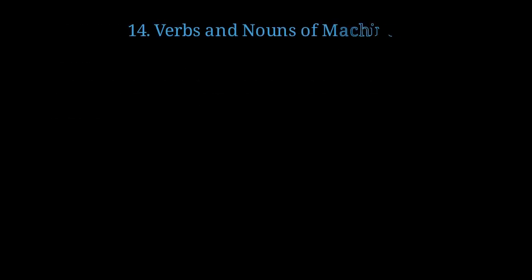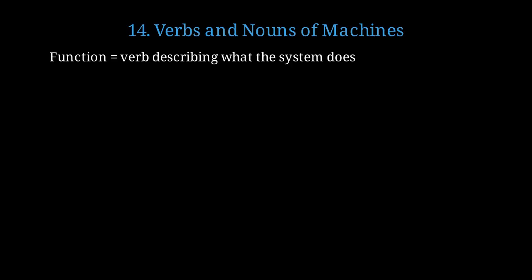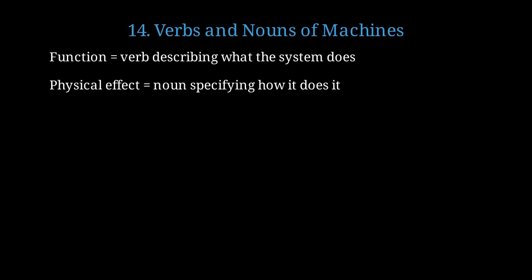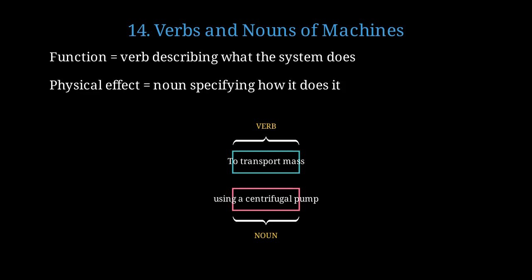The verb and noun analogy provides an intuitive way to think about function decomposition. The function is like a verb in a sentence, describing what action the system performs. The physical effect is like a noun, specifying the specific mechanism used to perform that action. To transport mass is the verb. Using a centrifugal pump is the noun that specifies the mechanism.